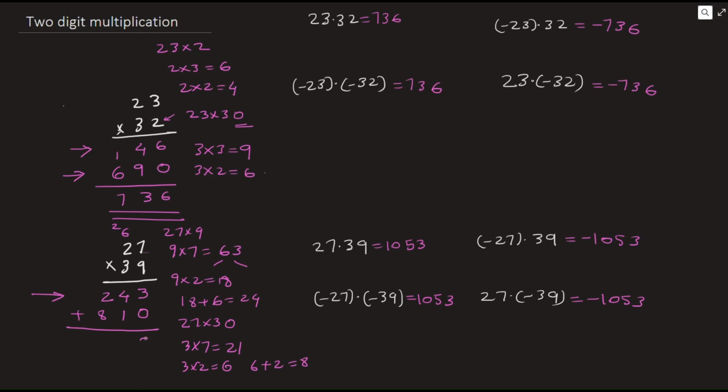So 3 plus 0 equals 3. 4 plus 1 equals 5. 2 plus 8 equals 10. 0 comes in the hundreds and 1 in the thousands. So the answer is 1053 for the multiplication of 27 and 39.